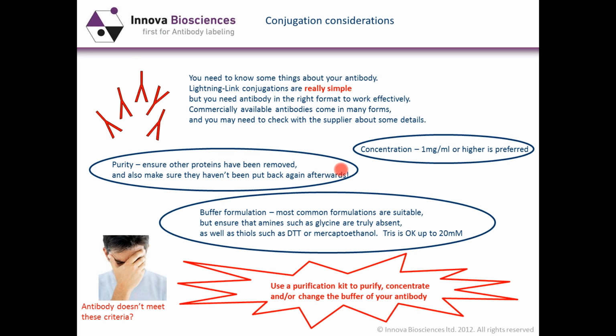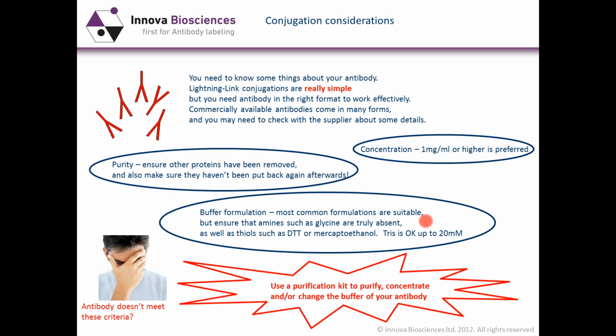You also need to check on the purity. Ensure that the antibody has actually been purified, and for instance you don't have a preparation which is simply ascites fluid or tissue culture supernatant. So ensure that any contaminating proteins such as albumin have been removed. And as I mentioned here, make sure they haven't been put back in again afterwards. That might seem to be quite a strange remark, but in many cases antibody manufacturers may add protein stabilizers such as bovine albumin back into a purified antibody, and these can interfere in some cases with the labeling reaction.